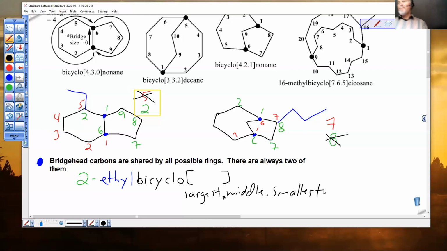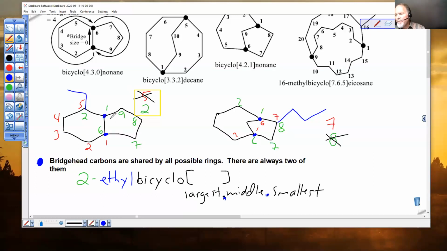Can you remember those dots in the name are actually the carbons? Those are the bicyclic bridgeheads. They count in the name as dots. And let's go over here.